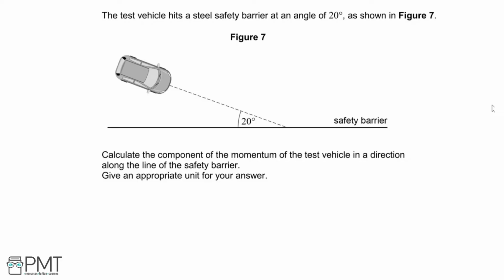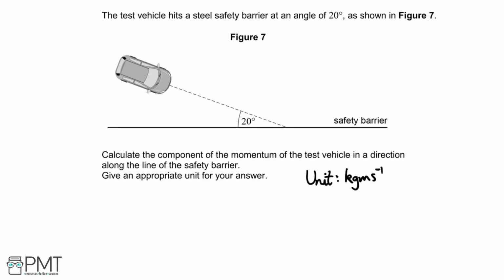Well, the first thing to say is the unit is going to be kilogram meters per second, because it's momentum that we're dealing with. So even if you don't know anything about how to calculate this question, it's a nice easy mark there by saying kilogram meters per second. Always worth writing that down early on, just in case you run out of time or something like that. So in terms of the car approaching the barrier, it's approaching at 20 degrees. We want to know the components in the direction along the line of the safety barrier.